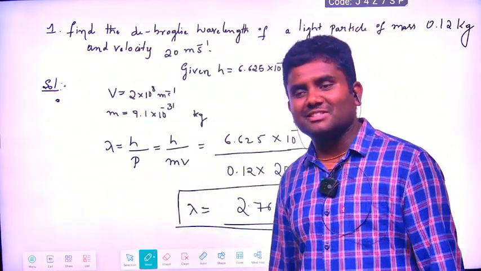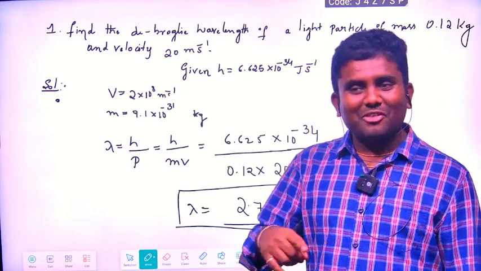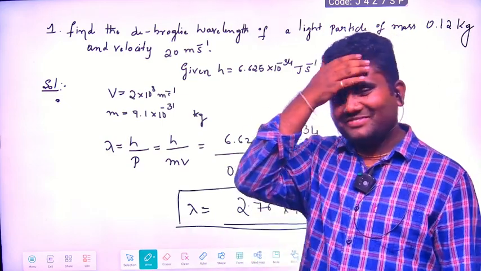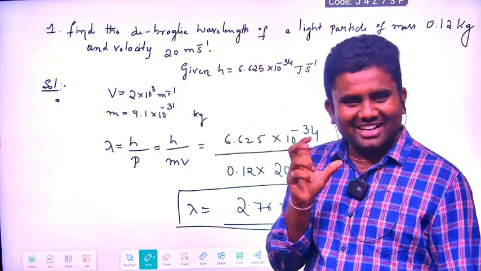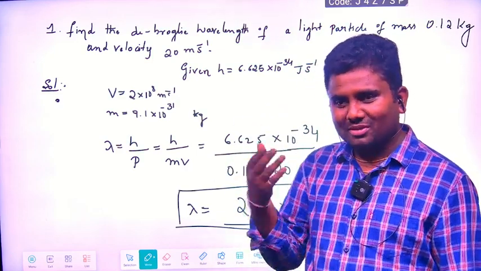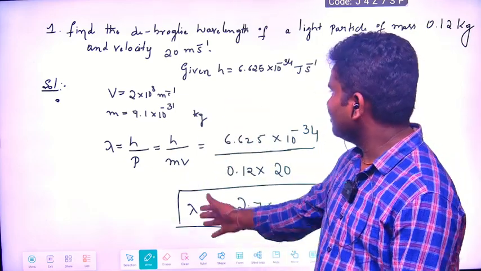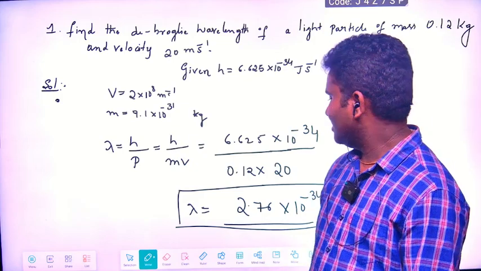That means wave nature is less. If the mass is very minute, it will have more wave nature. Understanding or not? When the mass is more, the wavelength is less. This is Einstein's, de Broglie's.